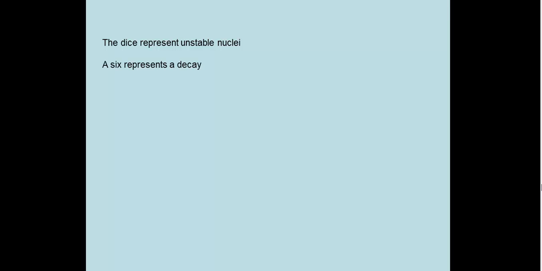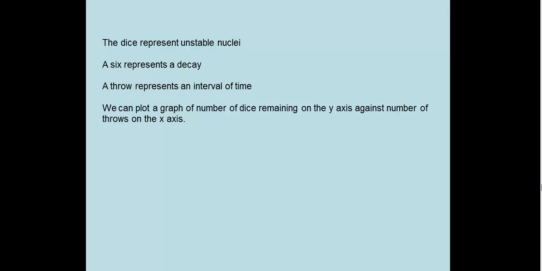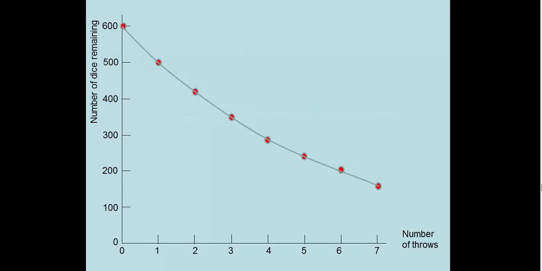A 6 represents a decay. A throw represents an interval of time. Unstable nuclei will decay if we just leave them. Dice would not suddenly turn over and give a 6. We can plot a graph of the number of dice remaining on the y-axis against number of throws on the x-axis. We end up with something like this.